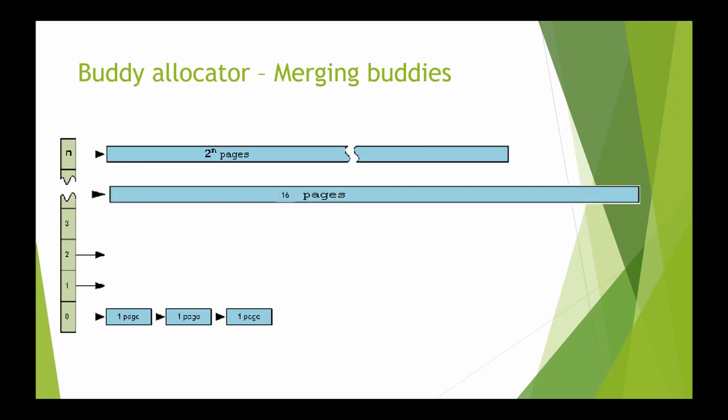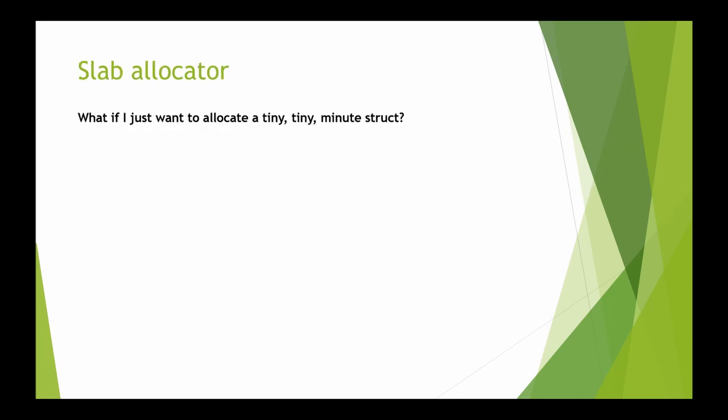As you can see, this will allow us to effectively use memory while avoiding external fragmentation and allocating memory in a very fast manner. While the buddy allocator is perfectly fine if we want to allocate large chunks of memory, however, what happens if we just want to allocate a tiny minute struct? Then we use the slab allocator.